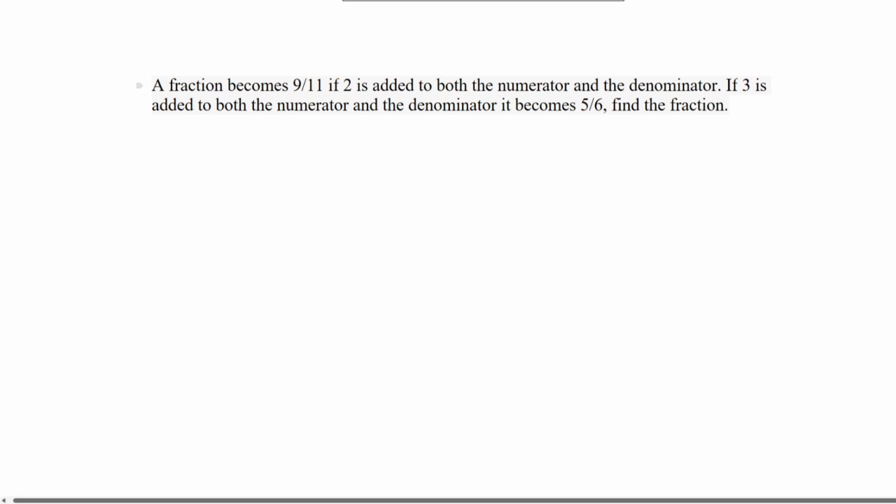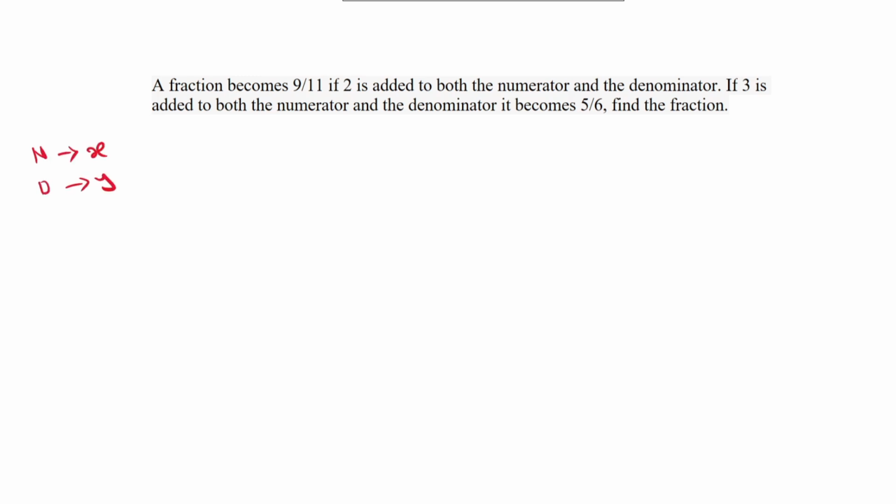A fraction becomes 9 by 11 if 2 is added to both the numerator and denominator. If 3 is added to both the numerator and denominator, it becomes 5 by 6. Then find the fraction. Here, same as the previous question, let the numerator be x, let the denominator be y. The fraction will become x divided by y.